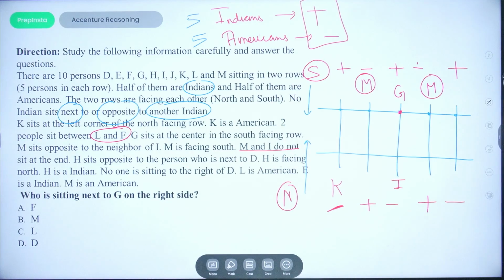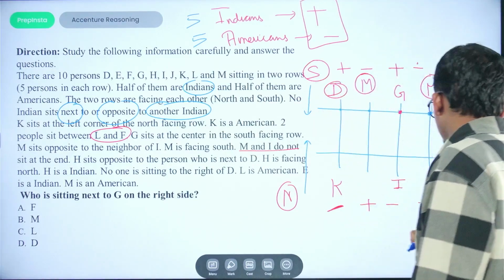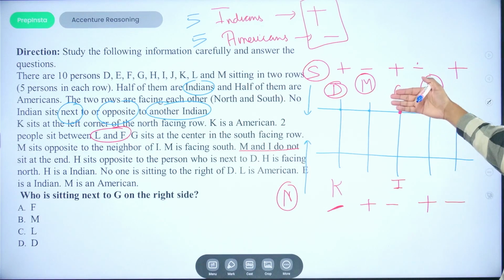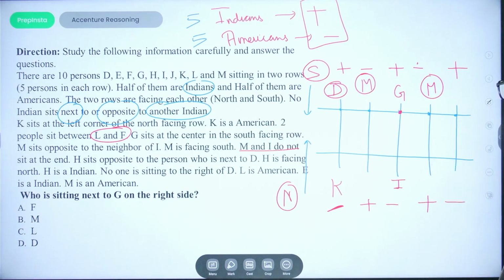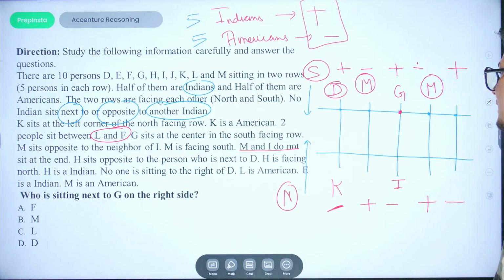H sits opposite to the person who is next to D. H is facing north. H is an Indian. No one is sitting to the right of D. One more information is given, that no one sits to the right of D. That means D will occupy this particular position, because no one is sitting to the right of D. That means D would be at the rightmost position. So D यहाँ पे क्या हो जाएगा, इस position पे D can sit.